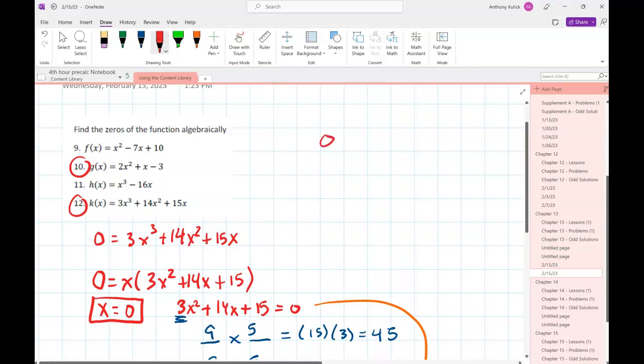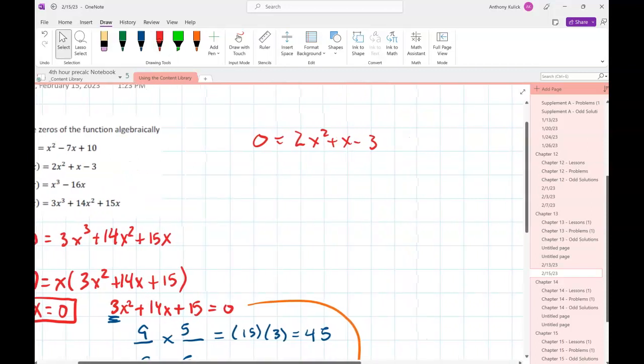So again, we start the same way. Now there's no greatest common factor. Everybody agree? So I can either try to factor this. If I do that, I have to do the long method that we just did for the previous problem. Or I could use the quadratic formula. Which would you like to do?